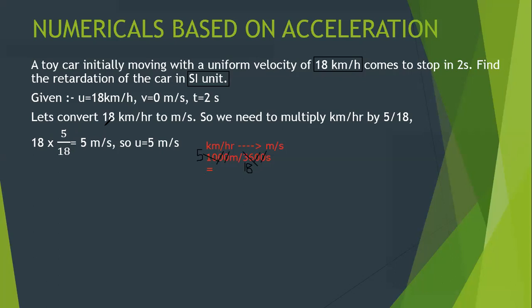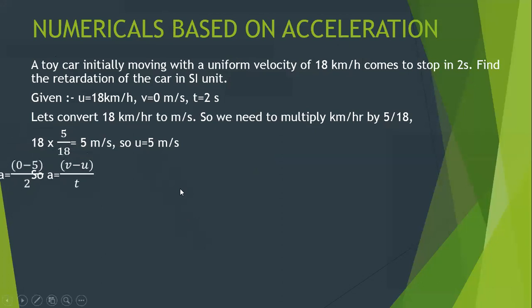And again, if you want to do the opposite, if you have meter per second and you want to convert it into kilometer per hour, then you do the exact opposite of this. Multiply it by 18 by 5 rather than 5 by 18. Okay, you can do both ways. Now, what is my initial velocity coming out to be? 5. Okay, chalo. So now our task is very clear.